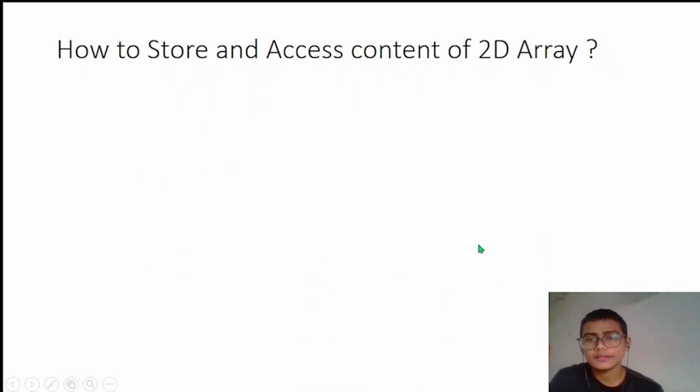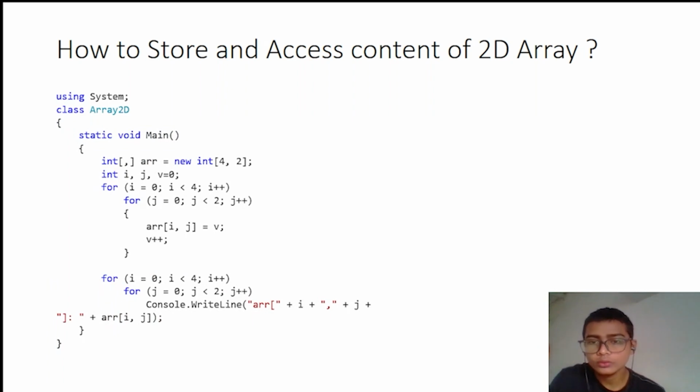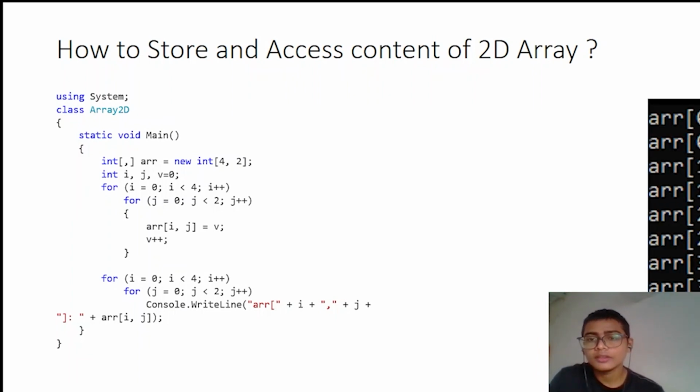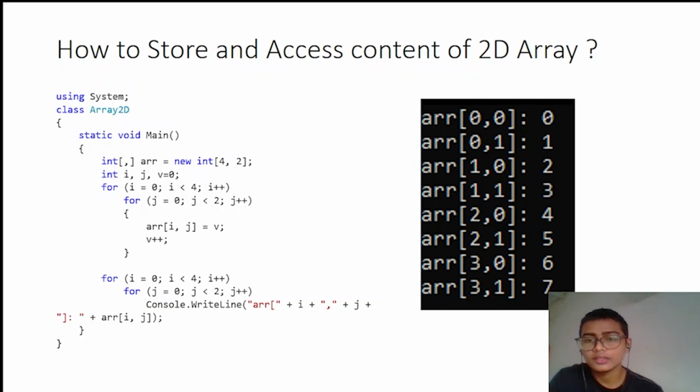How to store and access contents of 2D arrays. We need a nested loop to store and access the array elements. We first initialize the 2D array of 4 rows and 2 columns. Then we declare two variables i and j for traversing through the array and v for placing the values in the array. Next, we use a nested loop so that we can enter the values in the array. Once the values are entered, we need to check if they were entered properly, so we retrieve them again. For it, we need to use a nested loop and access the values in the array.